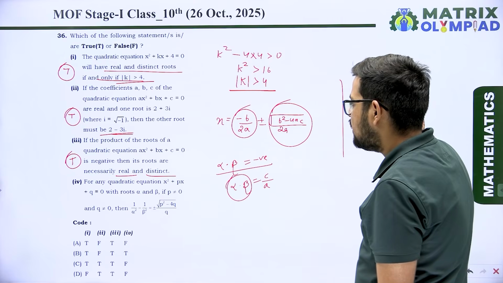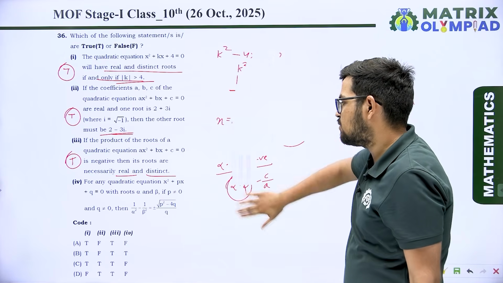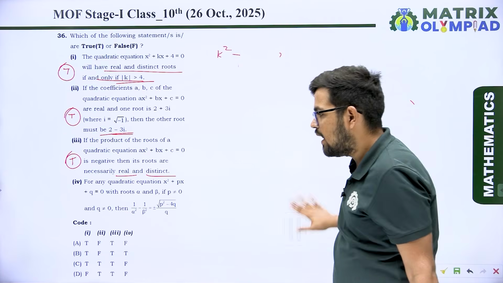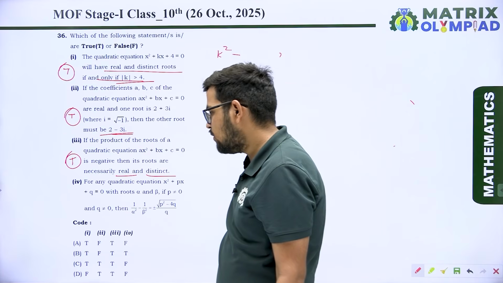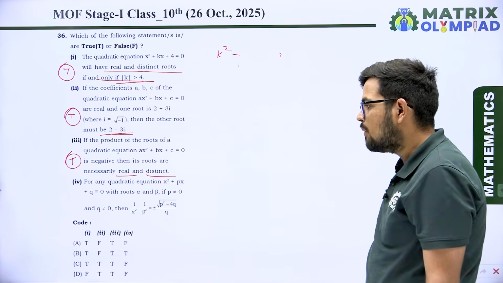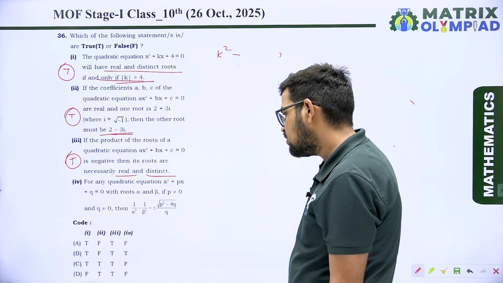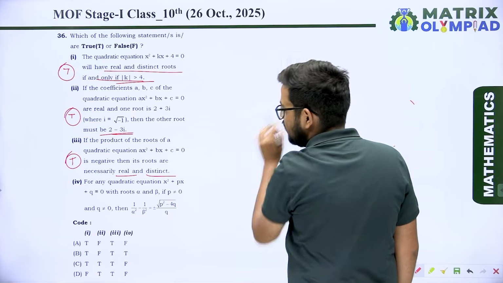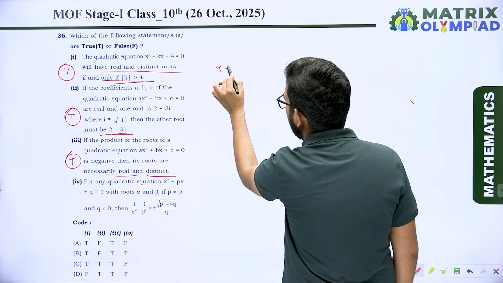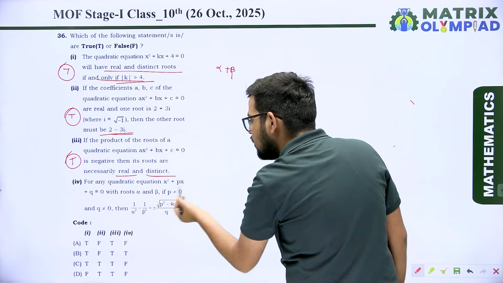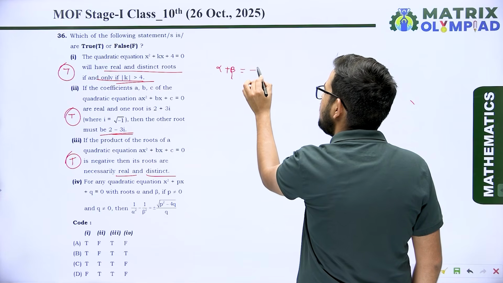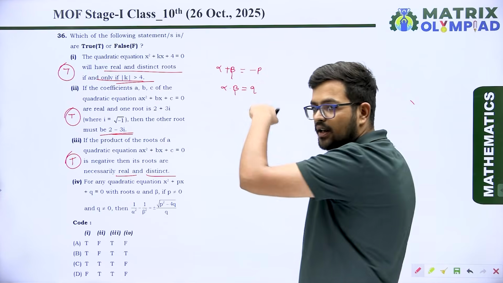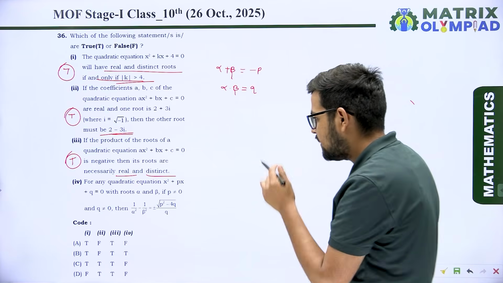Fourth one: for any quadratic equation x square plus px plus q equal to 0 with roots alpha and beta, if p not equal to 0 and q not equal to 0, then 1 upon alpha square minus 1 upon beta square equals plus minus root p square minus 4q upon q. From here, if alpha and beta are roots, then alpha plus beta will be minus p, and alpha dot beta will be q, that is minus b upon a and c upon a respectively.